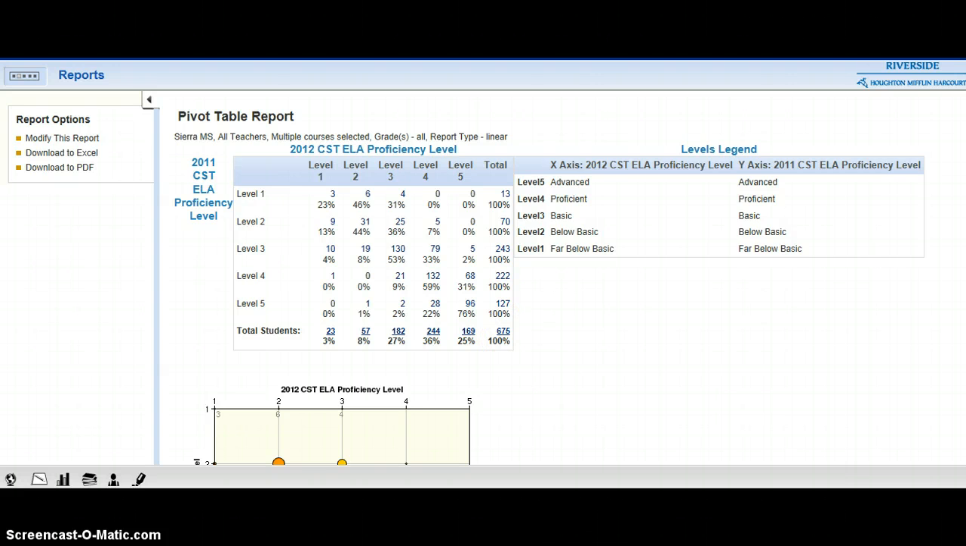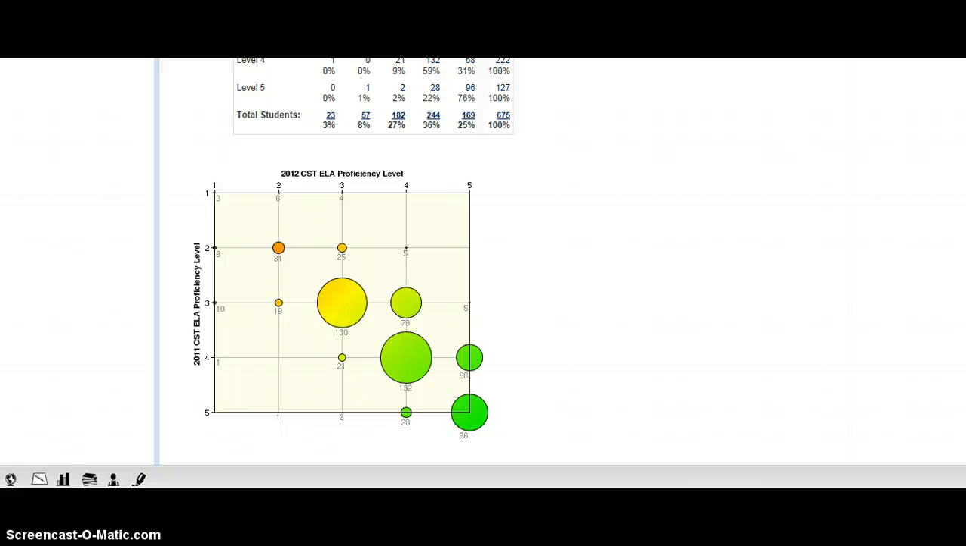So if we scroll down, right there you can see a visual of the pivot table. A pivot table is designed with 2012, last year's, across the top, and 2011 across the side. Remember, we set those when we did our data sets. And in a pivot table, if you draw a line diagonally right through the middle, all the bubbles that lie on the diagonal are no movement.